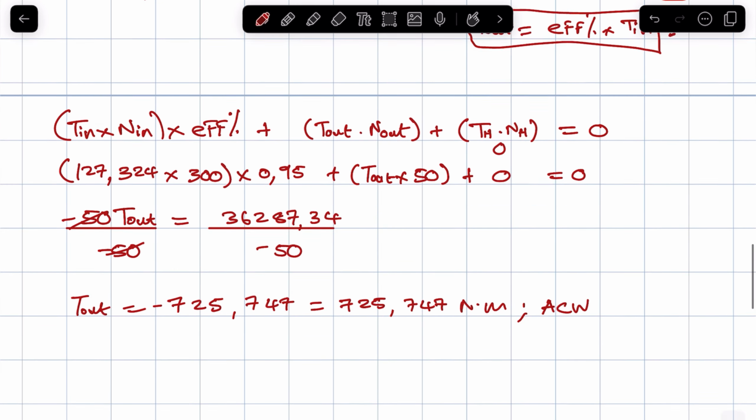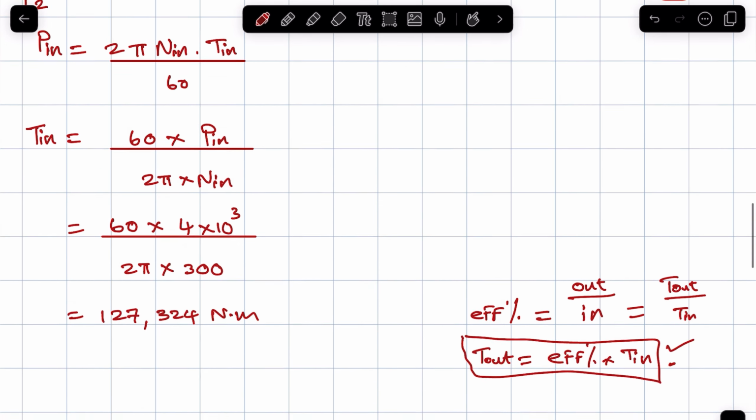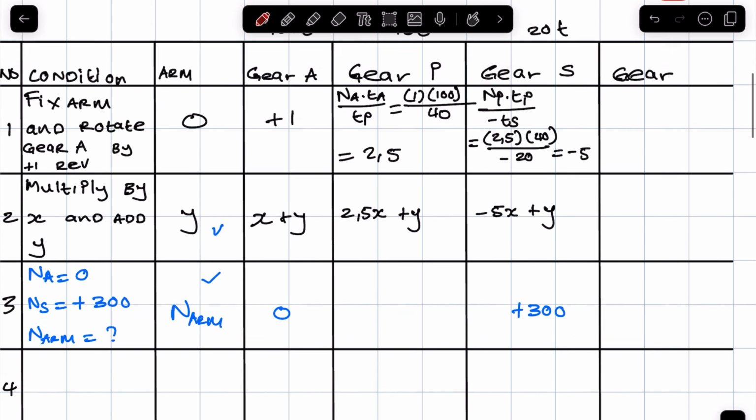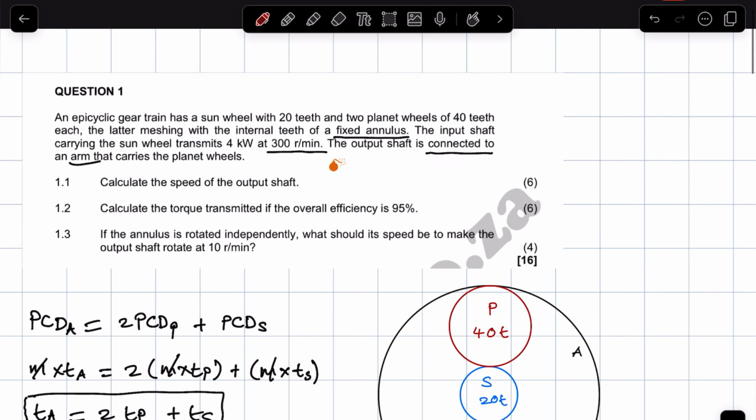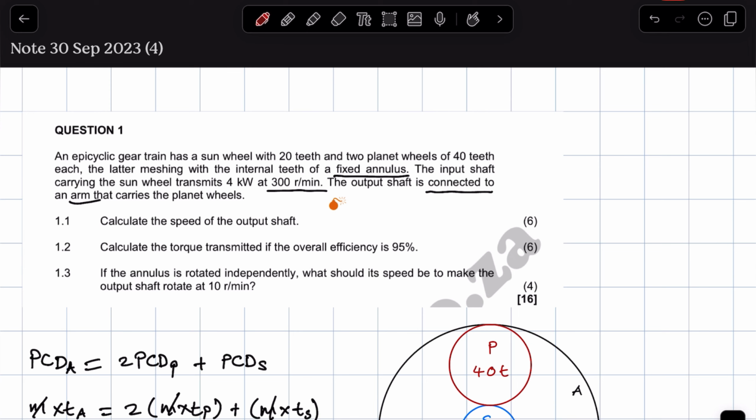I hope that was clear. I hope that was straightforward, right? Now let's look at the last question. Last question is, so 1.3, if the annulus is rotated independently, what should its speed be to make the output shaft rotate at 10 reps per minute, right?